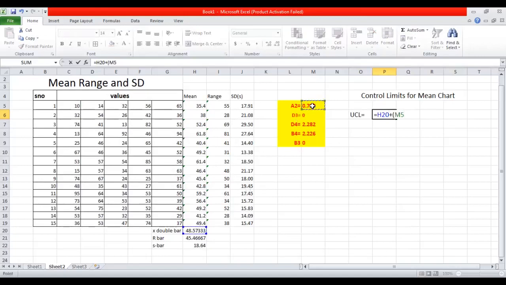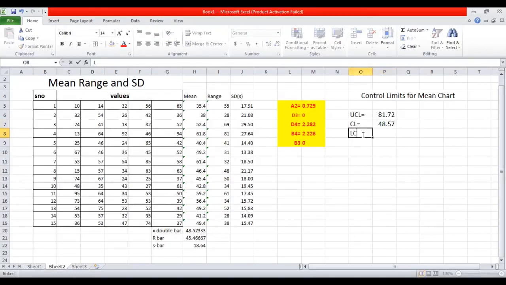This is the A2 value into R bar. This is the R bar value. Hence we got the UCL value. Next coming to CL. So CL equals to, what is the CL of mean chart? X double bar. This is x double bar value. So we got CL also.